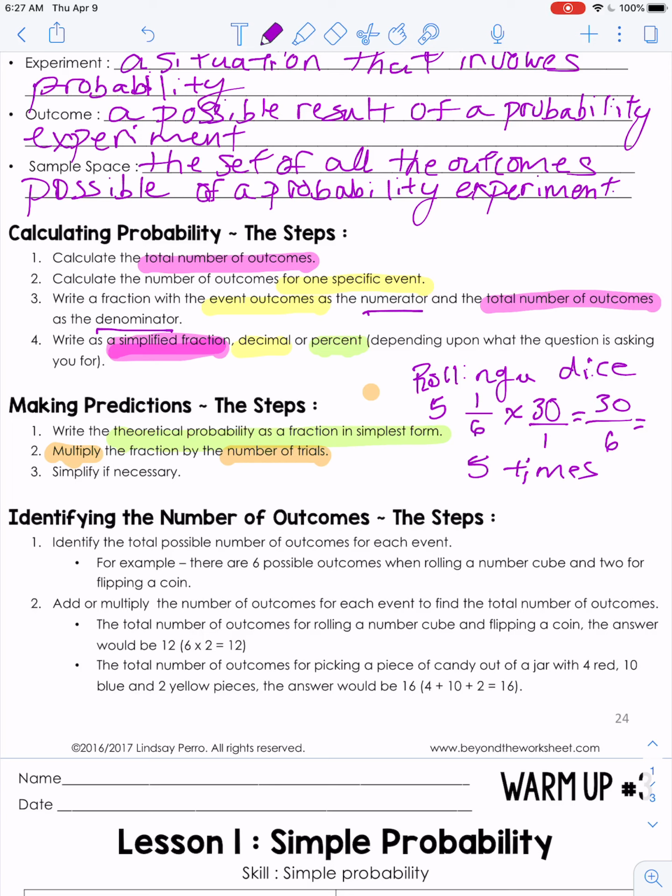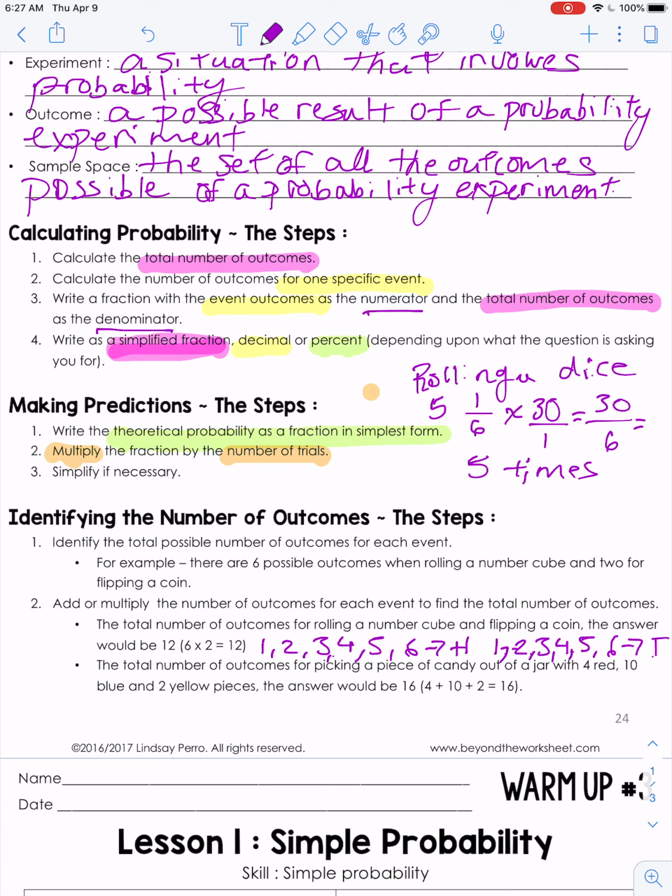We can roll a 1, 2, 3, 4, 5, or 6 and then get a heads. Or we can roll a 1, 2, 3, 4, 5, or 6 and then get a tails. So we have a total of 12 different outcomes, because we can get a 1 and a heads, a 2 and a heads, a 3 and a heads, a 4 and a heads, a 5 and a heads, a 6 and a heads. Or we can get a 1 and a tails, a 2 and a tails, a 3 and a tails, a 4 and a tails, a 5 and a tails, and a 6 and a tails.